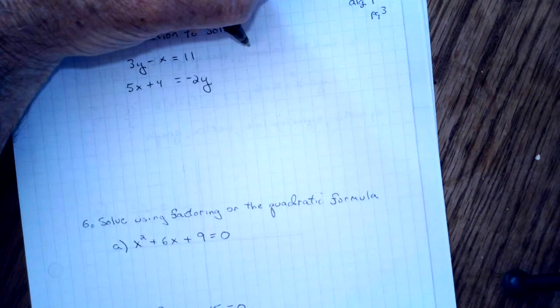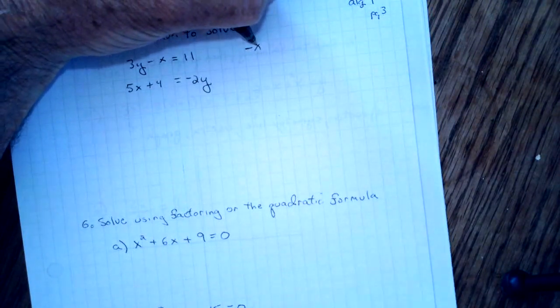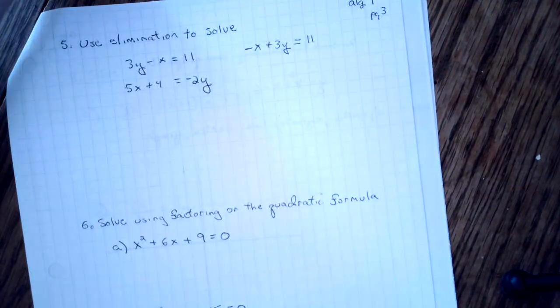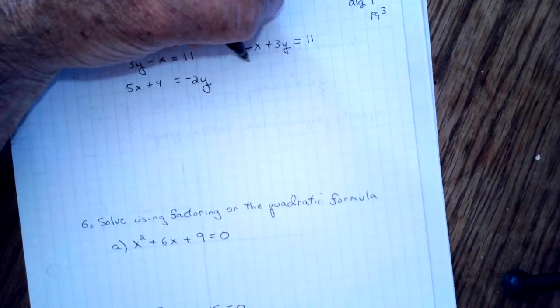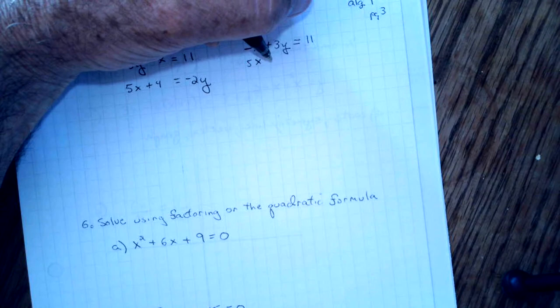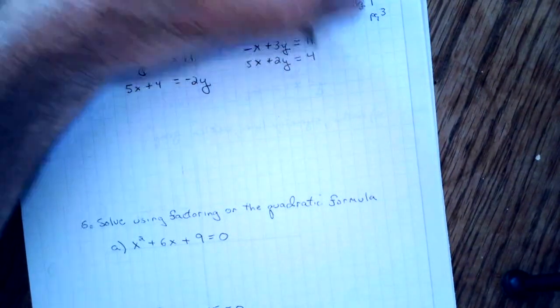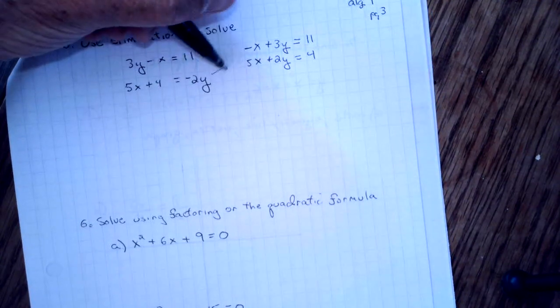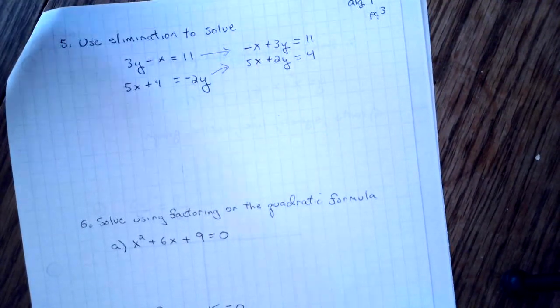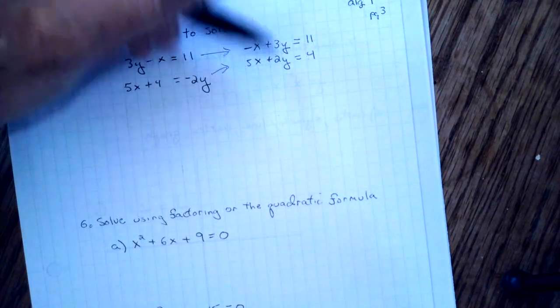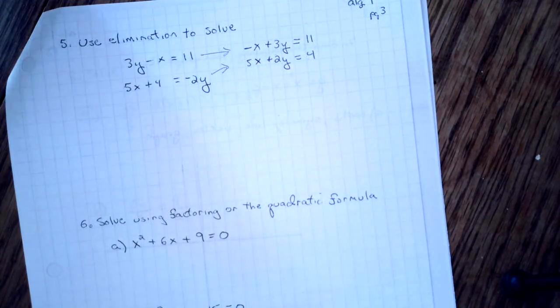So I'm going to say this one is negative x plus 3y equals 11. All I did was just change the order. And 5x, add 2y to both sides, and subtract 4 from both sides. So now this equation becomes that one. This equation becomes that one. Now they're in standard form, x, y, and a number. You put them right above each other and you go, they're not the same.